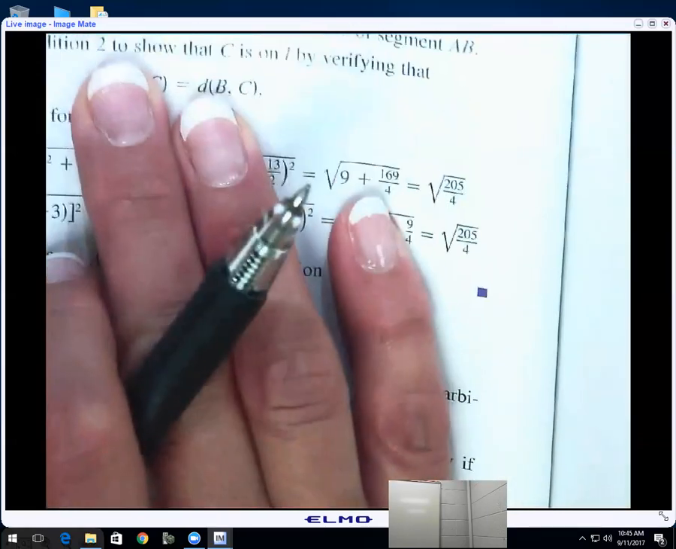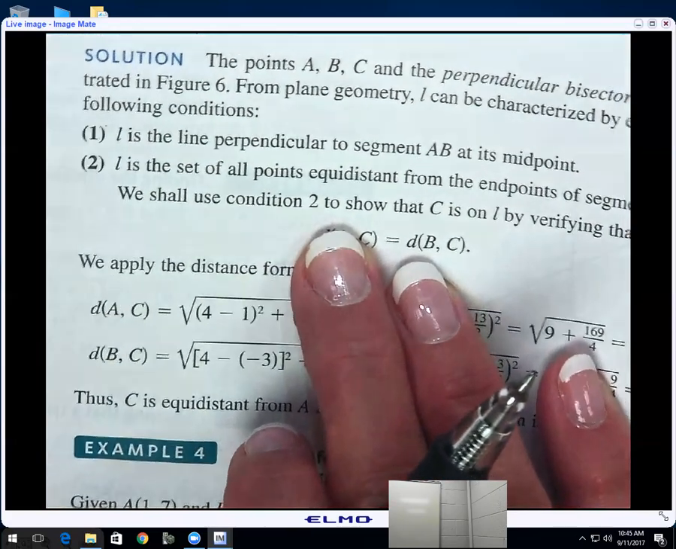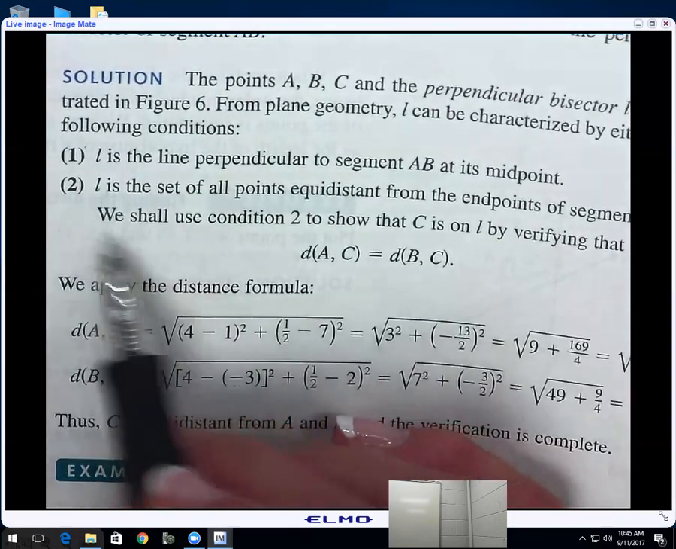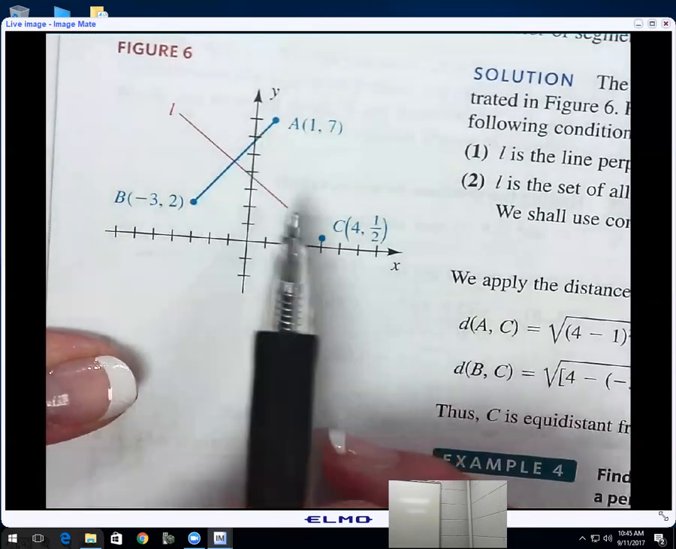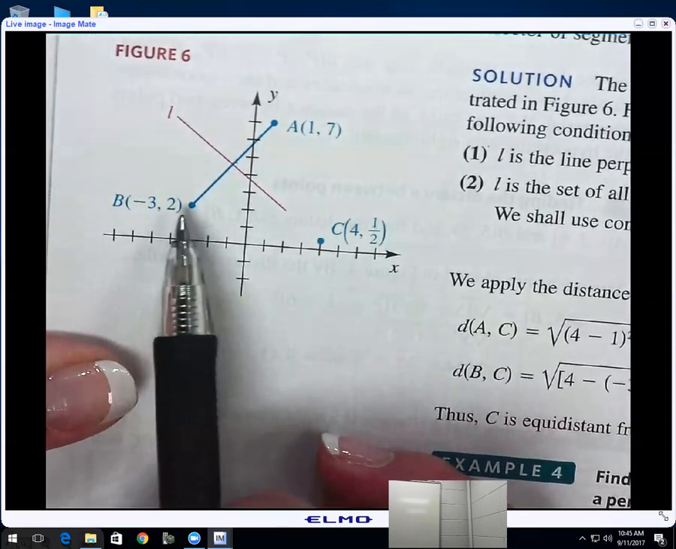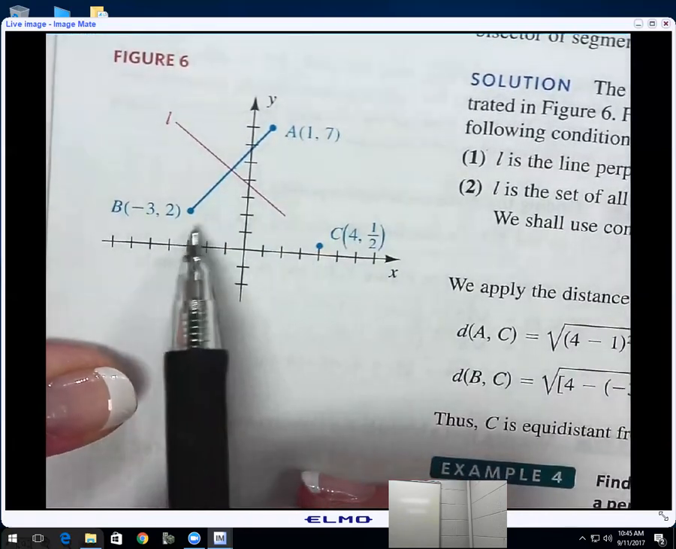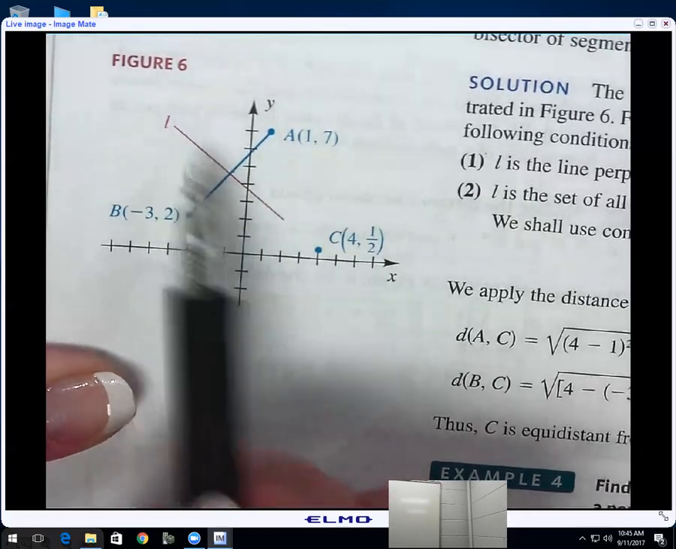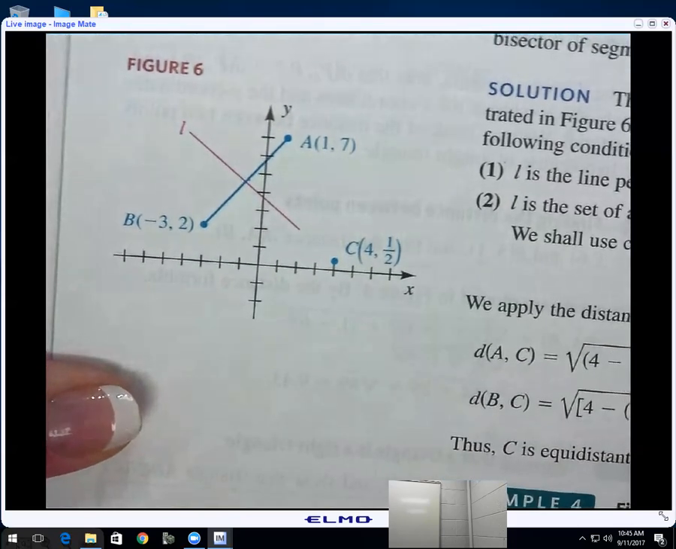Example 3 says there are 2 ways to prove that a point is on the perpendicular bisector of the line segment of the other 2 points. This condition 2 is the easiest one to show. You just show that the distance from A to C is the same as the distance from B to C. If the distance from A to C is the same as the distance from B to C, then C is on the perpendicular bisector of the line segment AB. So that's just using the distance formula twice.